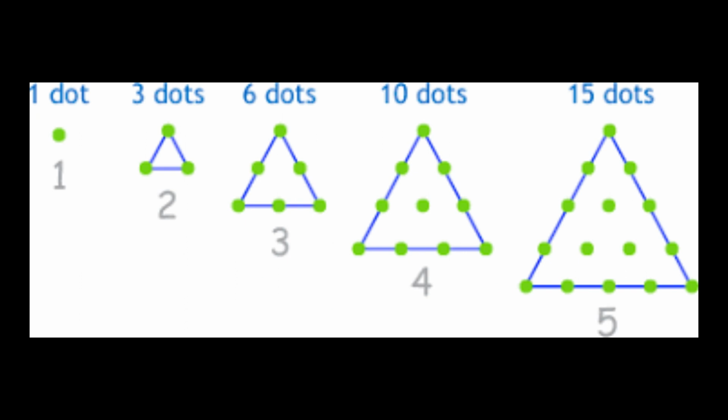And then finally, we have the triangular numbers. So examples of these would be 3, 6, 10, 15. All of them form triangles.